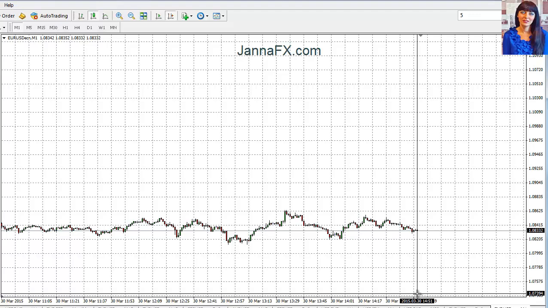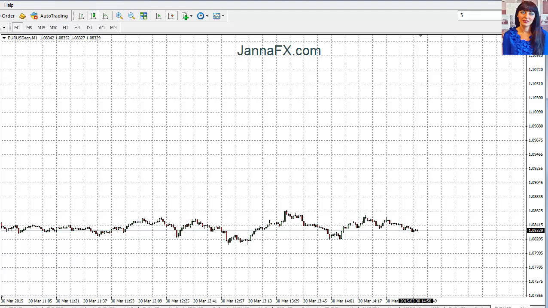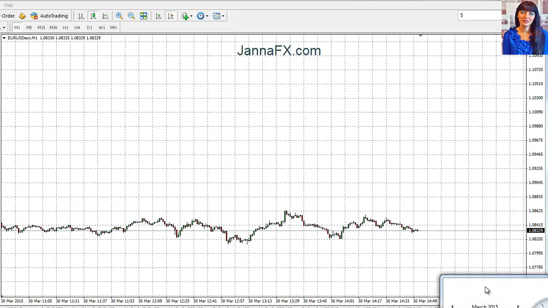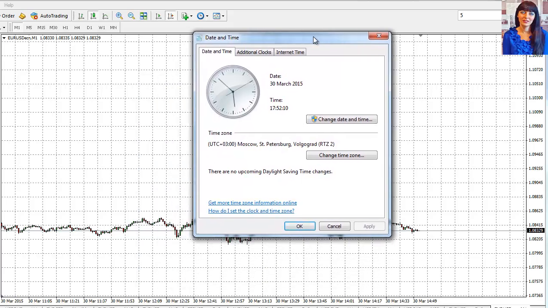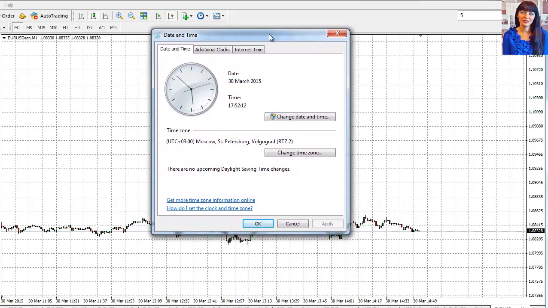So now I know the time in the terminal, and of course I need to figure out the time difference with my time zone. For example, I'm right now in the Moscow time zone, and you can be in any city. You can check with your watch, or you can just check on your computer. So I opened date and time on my computer, and it shows me my Moscow time. It's 17:52, so it's nearly 6 p.m.